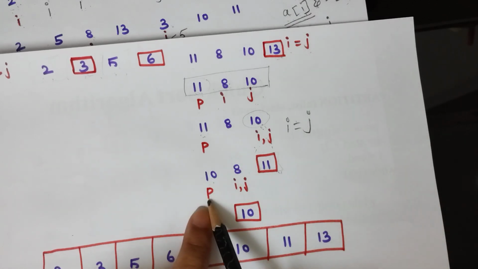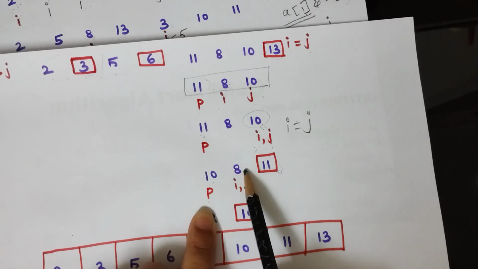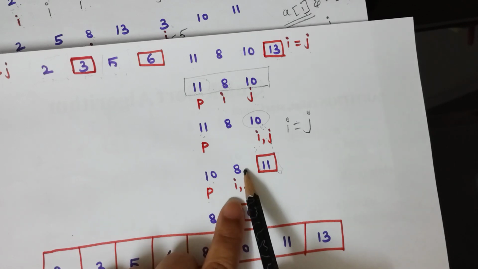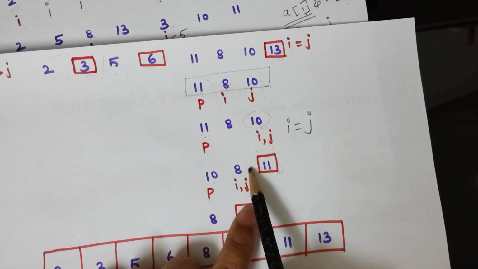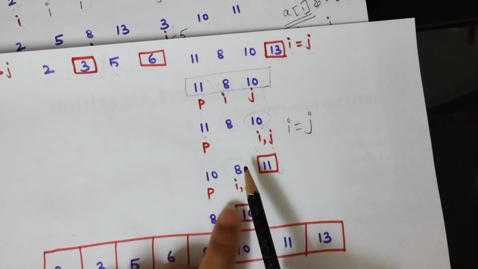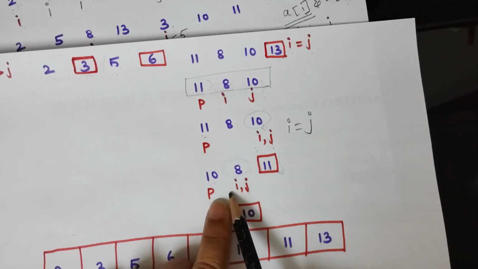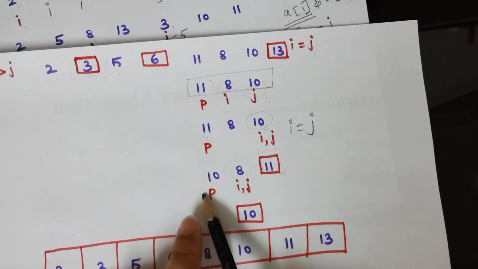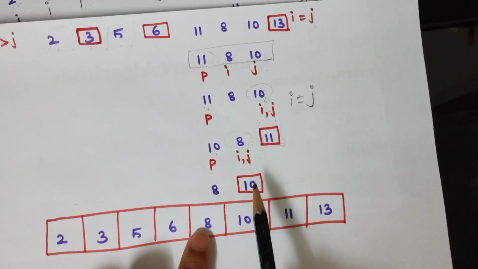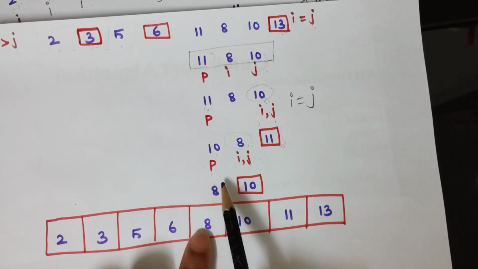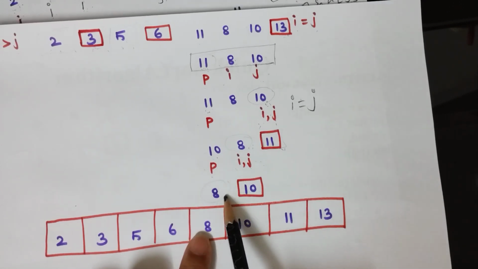So this is considered as my pivot element, and this element has both i and j pointing to it. So i and j point to the same element, 8. So here also i is equal to j. In that case you need to swap the pivot element with this element. So I swapped 8 and 10. Now the position of 10 is also fixed, and we are left with only one element, 8.